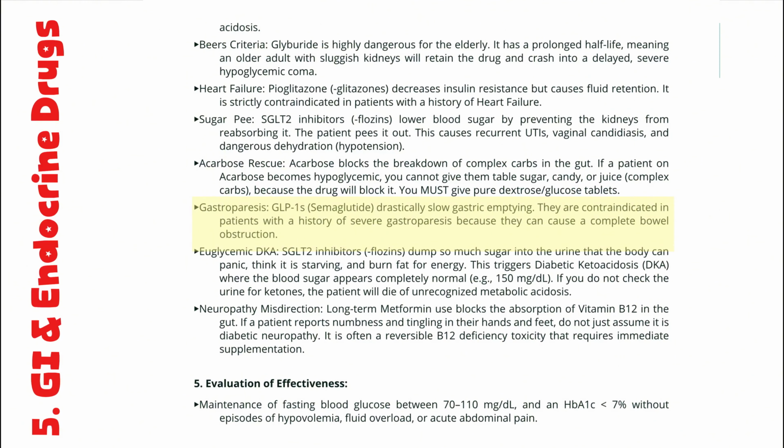GLP-1 agonists are contraindicated in severe gastroparesis. Watch for euglycemic DKA on SGLT2 inhibitors. The blood sugar can look completely normal while the patient is in DKA, so you have to check urine ketones, or you'll miss it entirely. And long-term metformin use blocks B12 absorption. New numbness and tingling in a diabetic patient isn't automatically diabetic neuropathy. Check the B12 first. For evaluation, you're looking for a fasting glucose between 70 and 110, an HbA1c under 7%, and no signs of hypovolemia or acute abdominal pain.